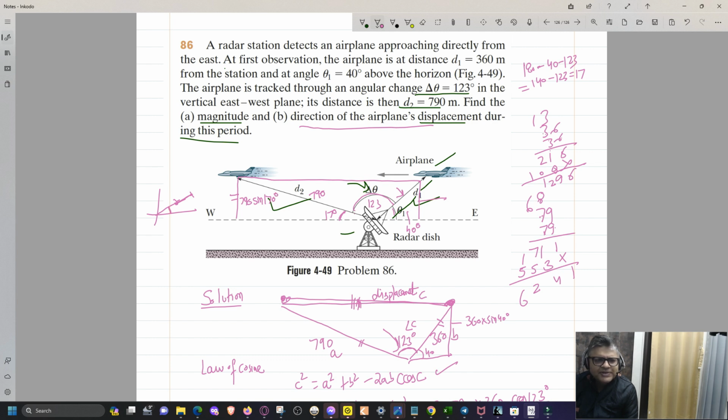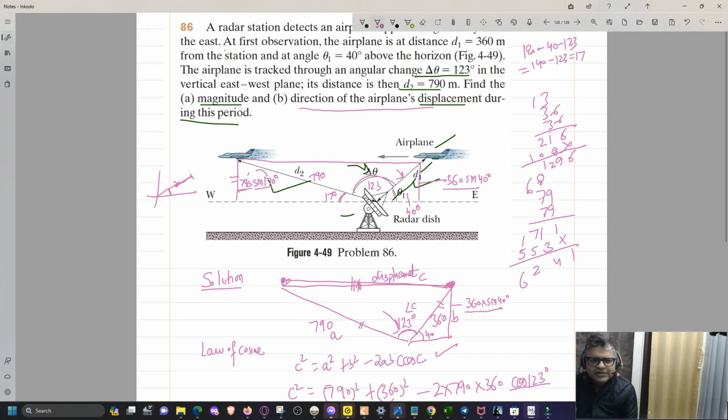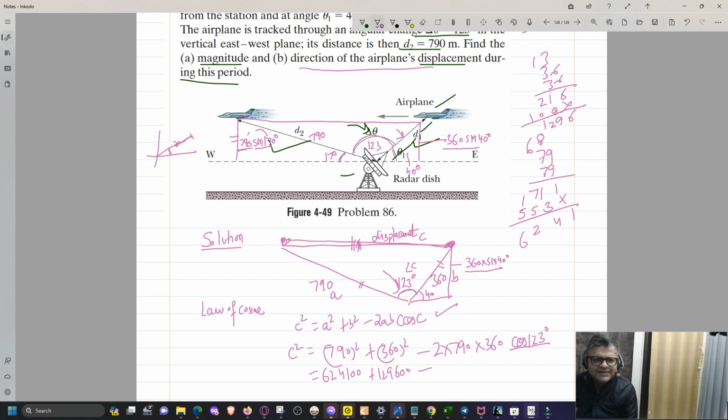So which means the height is different in both the places. This height is coming out to be 360 sine 40 degrees, and this height is coming out to be 790 into sine 17 degrees. I haven't written the values of sine 40 and sine 17 yet. Let me write the values of these two and then solve it. So my initial assumption that the height is the same probably will turn out to be wrong. Let me find the values from the sine table and write them first before we proceed with the further working of the question.